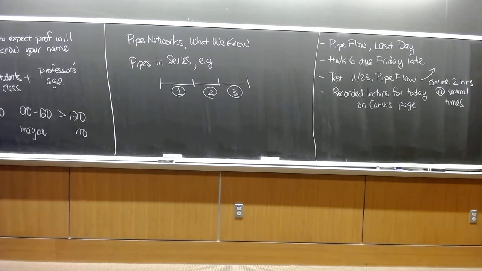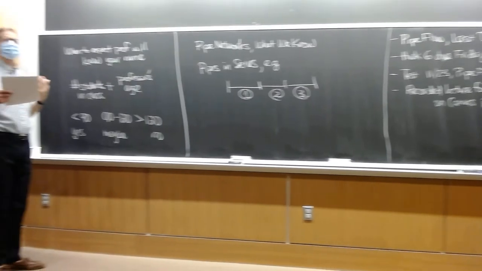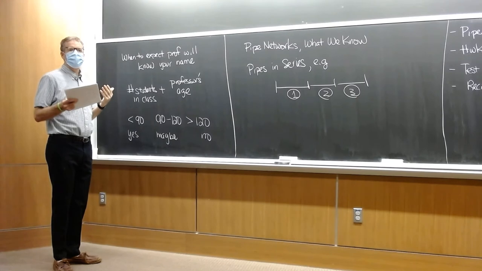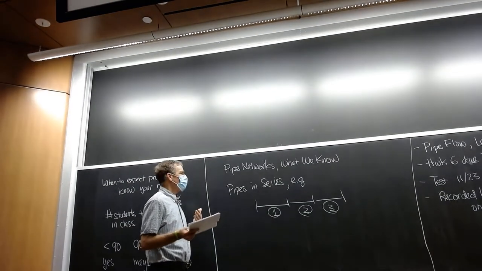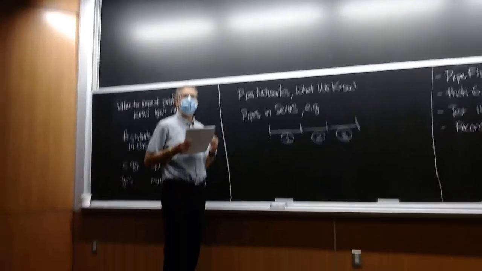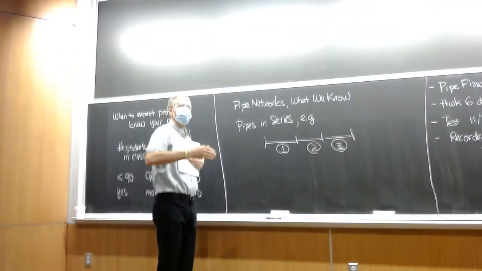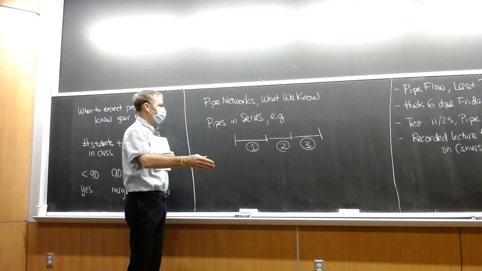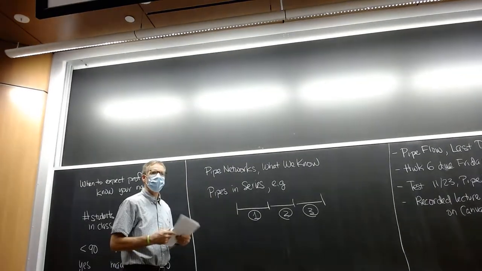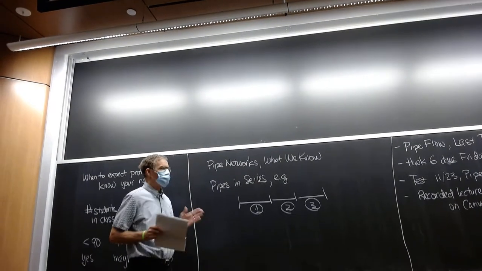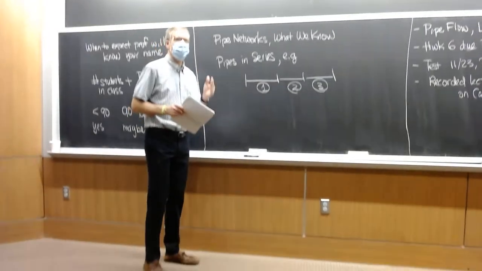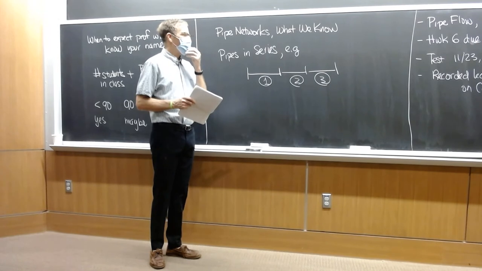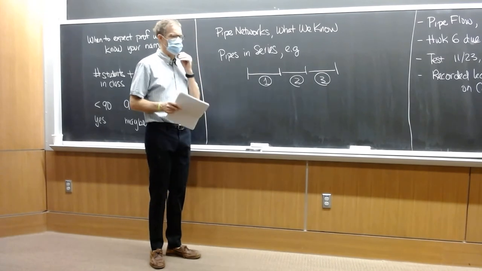All right, so in real pipe systems, they are networks. They are networks with multiple pipes. And those pipes might be in series, one after the other. Pipe 1 discharges into the entrance of pipe 2 and so on. Or there are pipes in parallel. So just common sense will tell you some things about what we know with pipe networks.